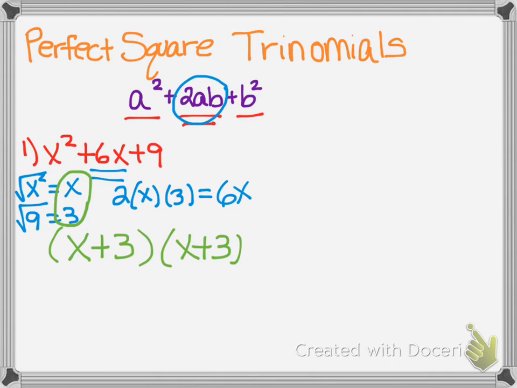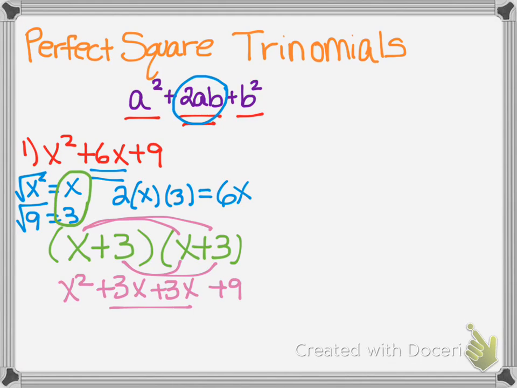So this works because if we were to FOIL, we would have x squared, 3x, 3x, and 3 times 3, which is 9. So notice how this middle term can simplify into that 6x, which we started with. So that makes sense because we just added the same thing twice, which is why we have a 2 up here, because it's 2 times a times b. So that's why we have the same thing twice. So that's how we factor it. It's the same factor written twice.